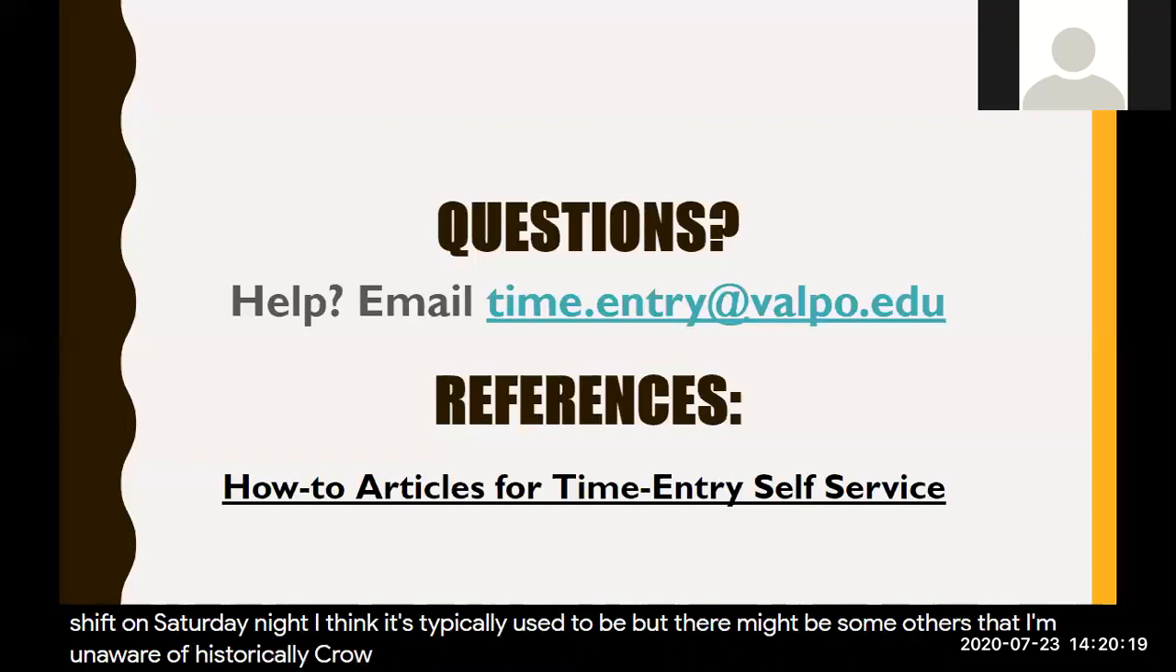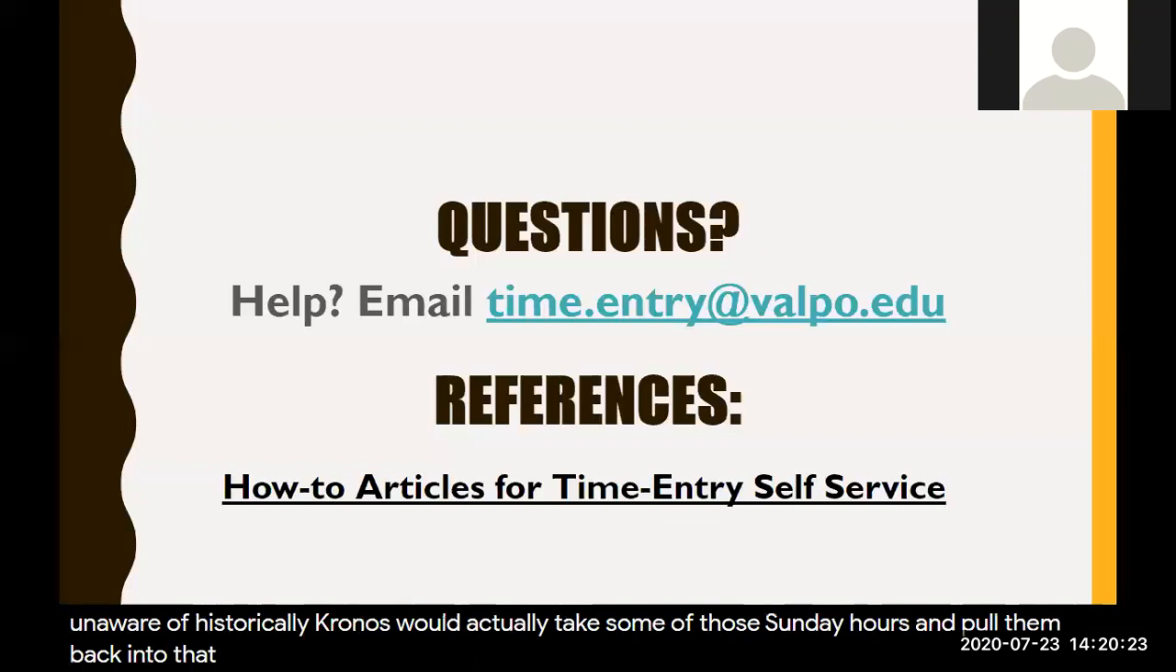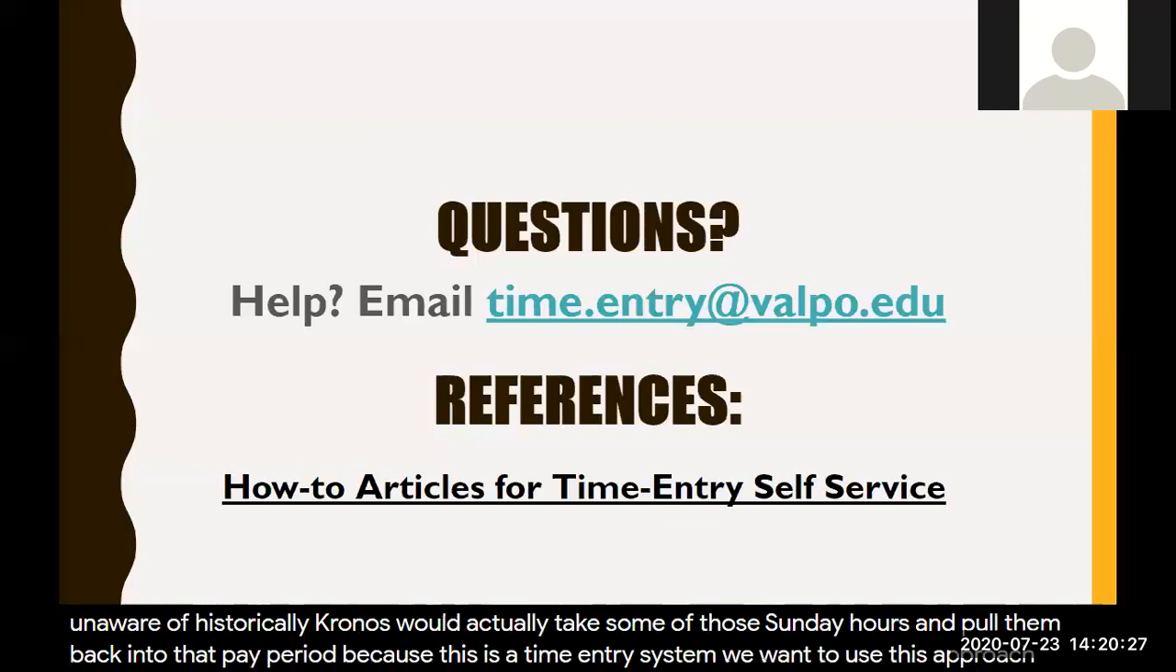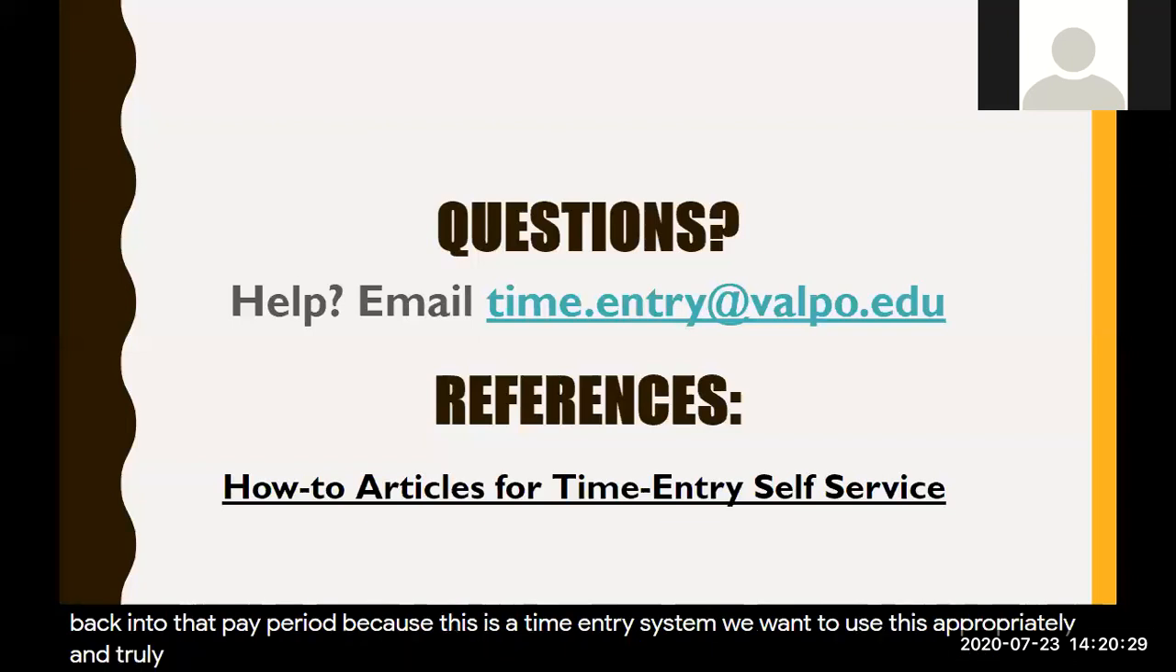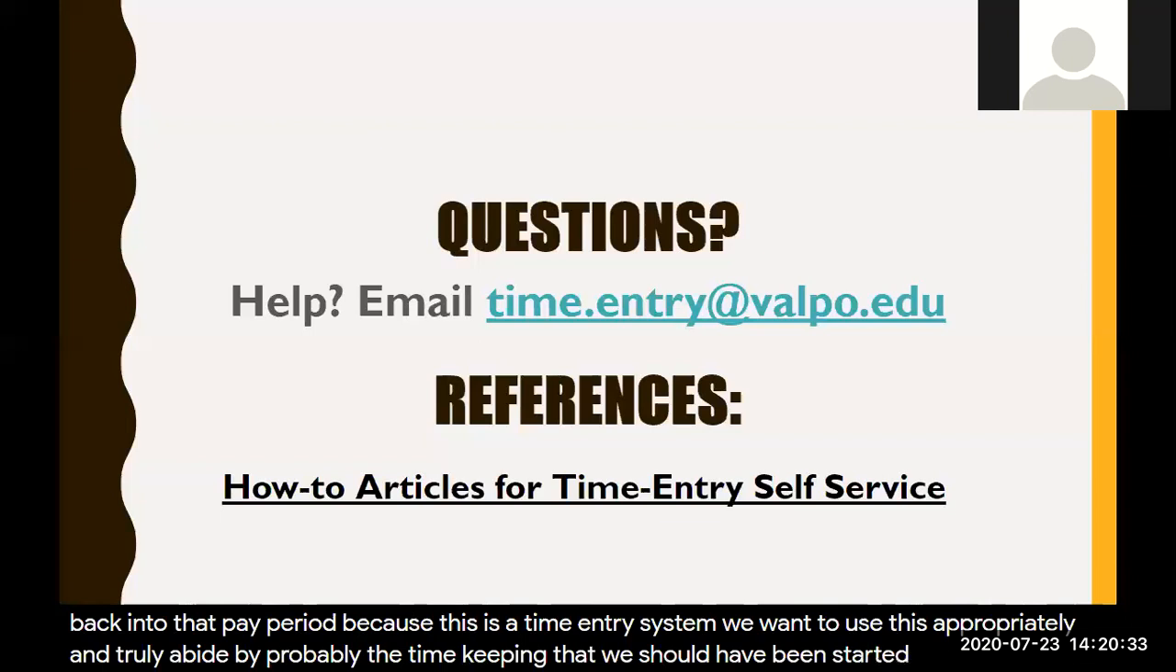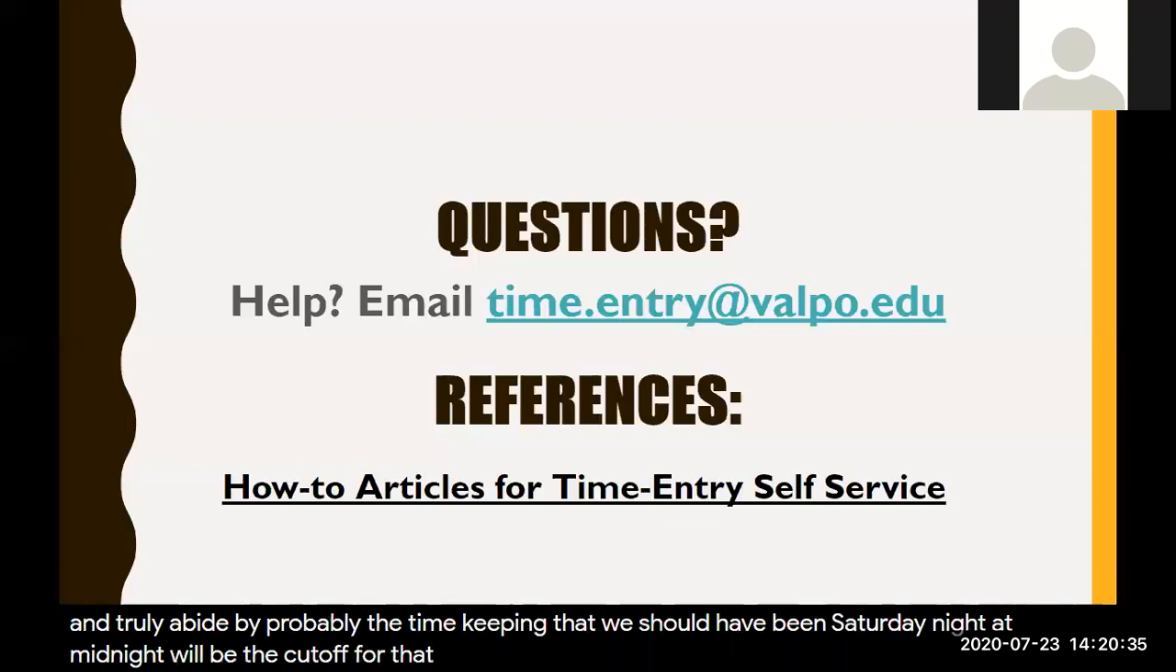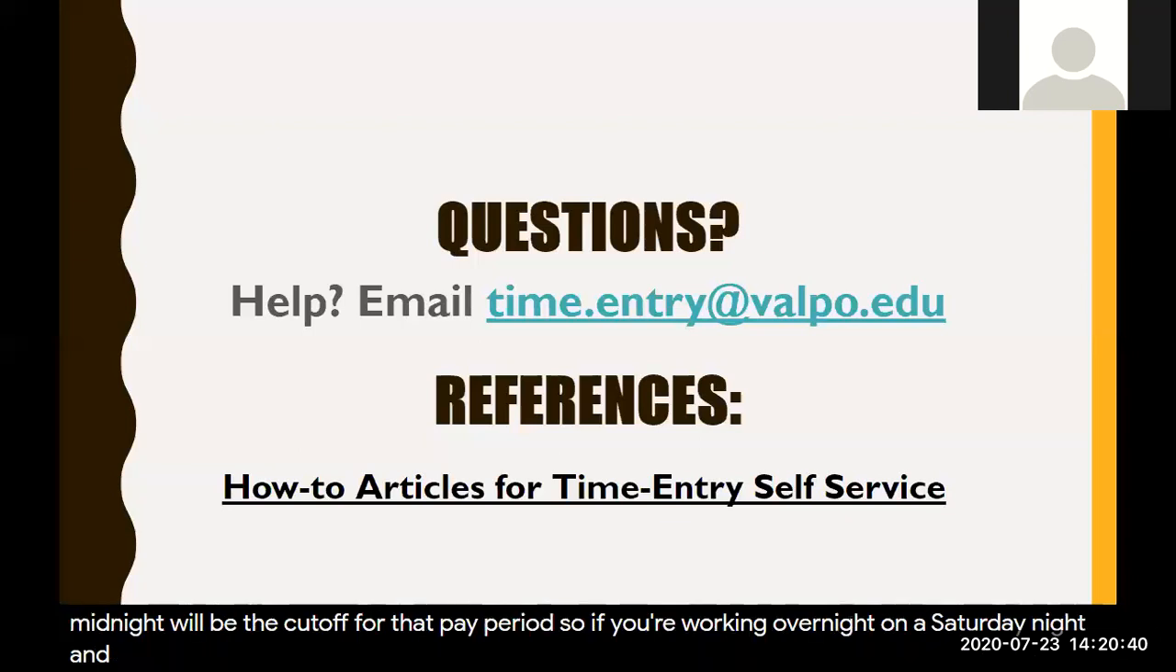Historically, Chronos would actually take some of those Sunday hours and pull them back into that pay period. Because this is a time entry system, we want to use this appropriately and truly abide by the timekeeping that we should have been. Saturday night at midnight will be the cutoff for that pay period. So if you're working overnight on a Saturday night, you would put in your time out at midnight for Saturday night on that particular pay period.